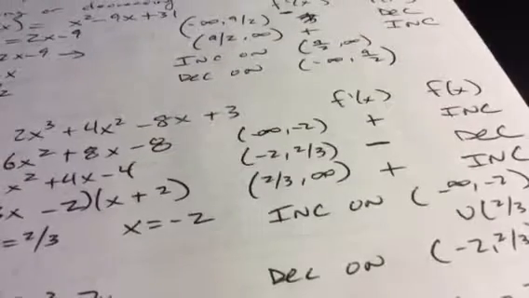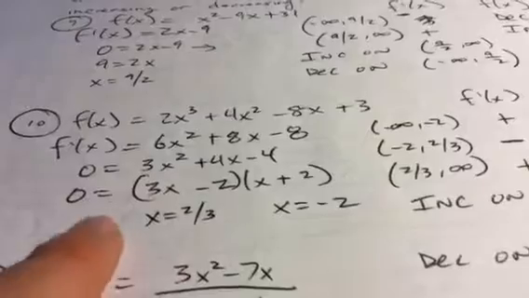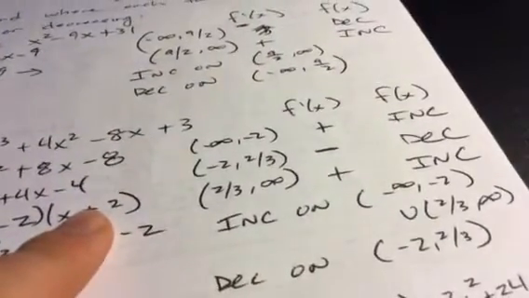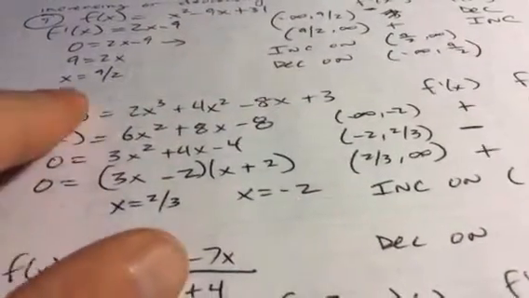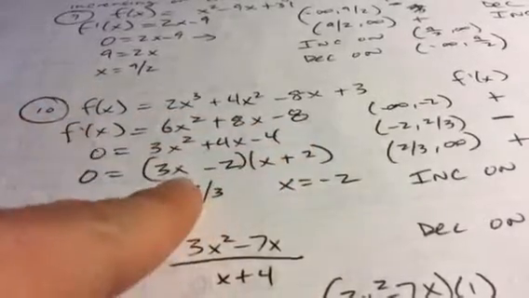All right. So negative infinity to negative 2, plug in negative 3 right there. You would have a negative times a negative, which is a positive. F of x is increasing. Negative 2 to 2/3, plug in 0 for sure. If you plug in 0, you're just going to get negative 4 there, a negative times a positive, which is a negative. So it's decreasing on the interval.